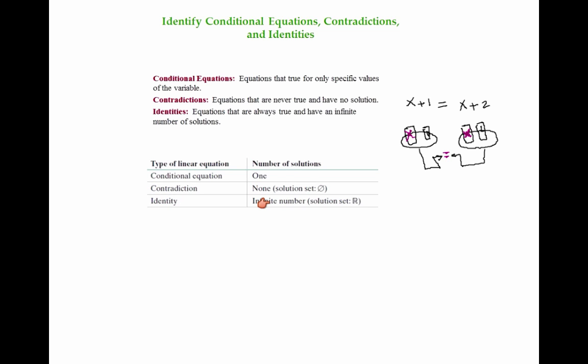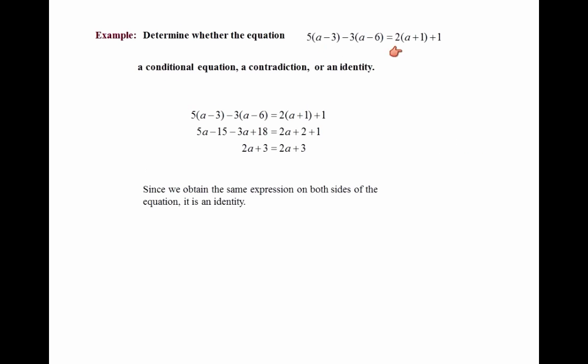Okay, identity. With an identity, any number can be a solution. A good example would be if I have x is equal to x. The solution is all real numbers. I can pick any number I want and it would be a solution to this equation. 1 would work, 2 would work, any other number I want to pick. So this would be known as an identity.